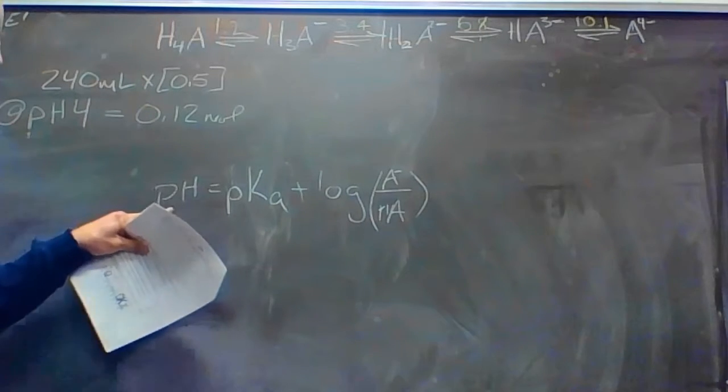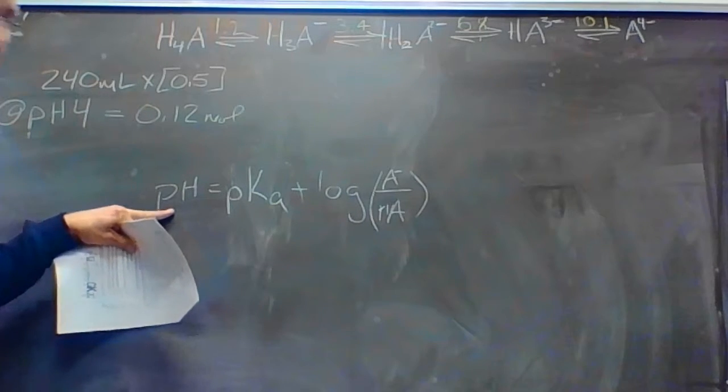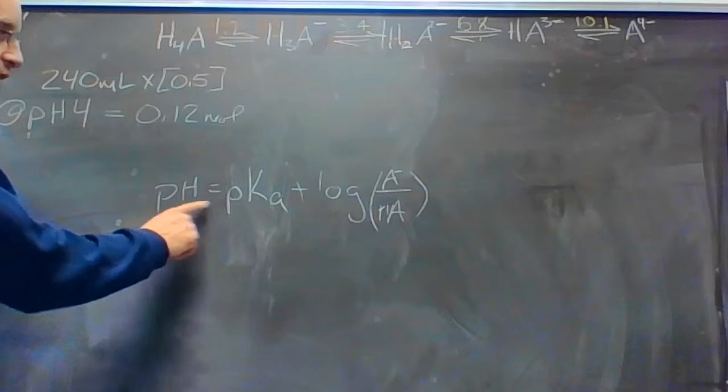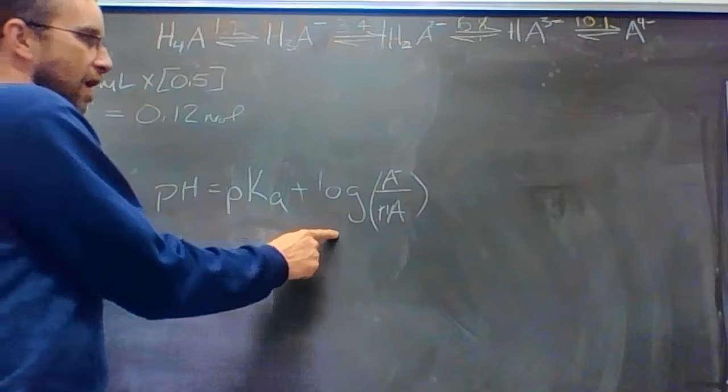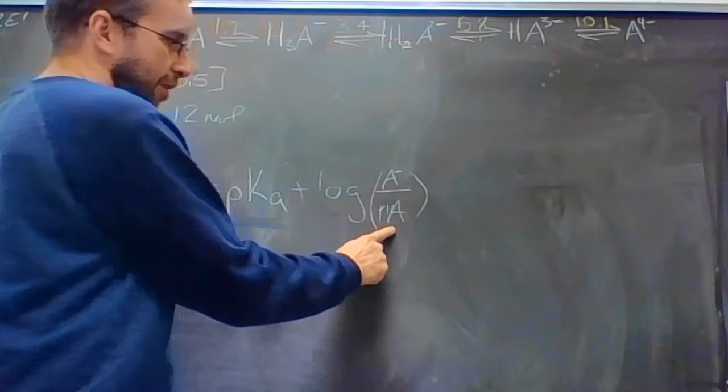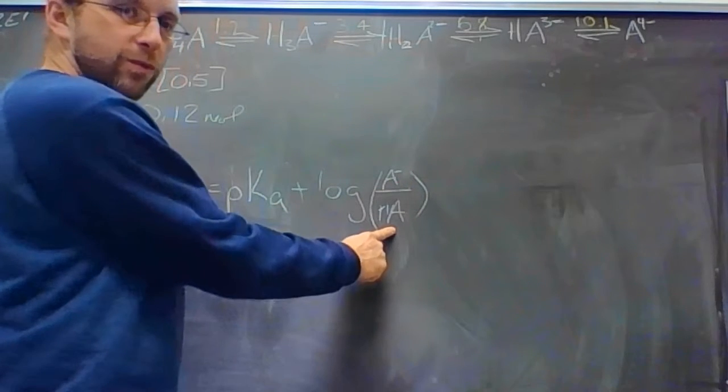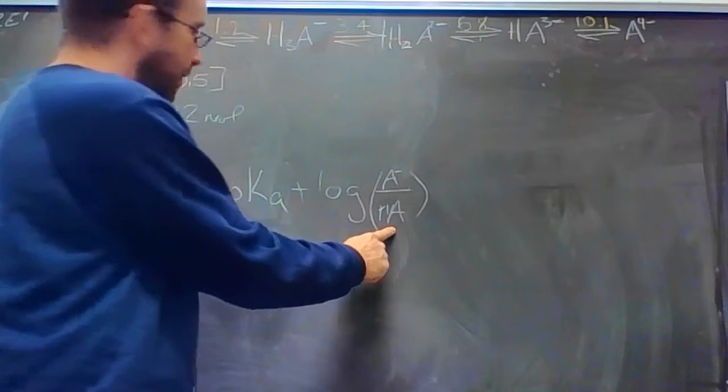The Henderson-Hasselbalch equation, laid out in generic form, is pH equals the pKa of whatever equilibrium you are at, plus the log of the conjugate base over the protonated acid. We'll use this one time simply to figure out where to start.